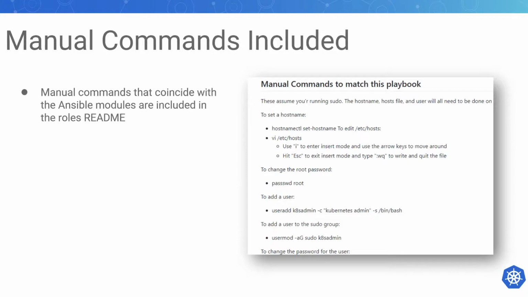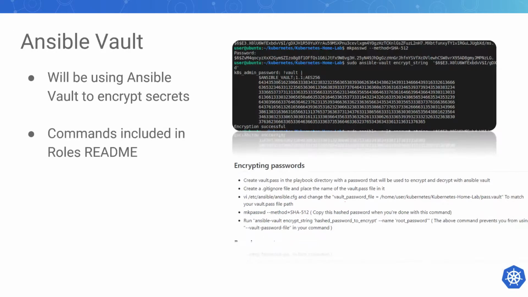I'm going to include the manual commands for everything that I'm putting into an Ansible playbook, right? So if I create an Ansible role to change the host name, in the README of that role in the Git repo, you'll find how to set the host name manually in case you don't have access to Ansible or you don't want to use Ansible. For instance, if I use the hostname module in Ansible to set the hostname, the hostnamectl set-hostname command will be in the README.